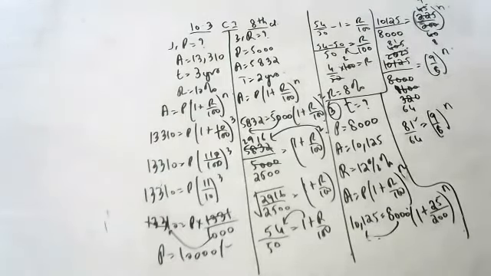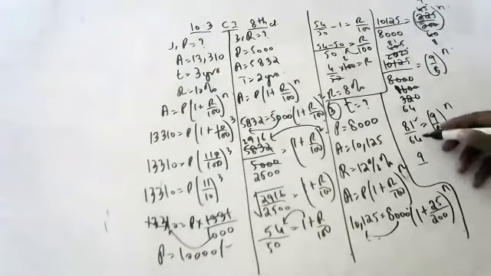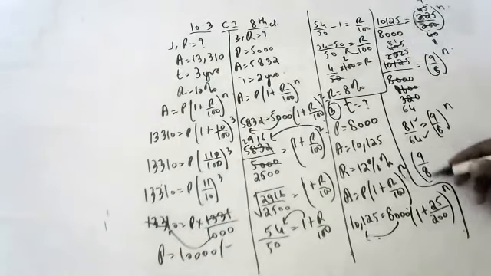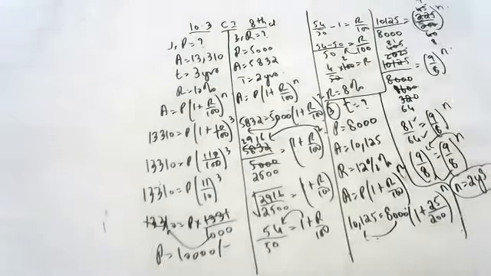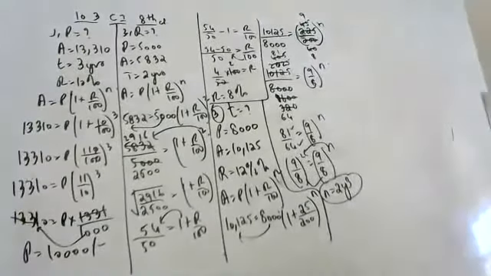81 is whose square? 9 squared. 64 is 8 squared. So 9 by 8 whole squared is equal to 9 by 8 to the power of n. When bases are equal, powers can be compared. So n is 2 years. After 2 years, the amount becomes 10,125.